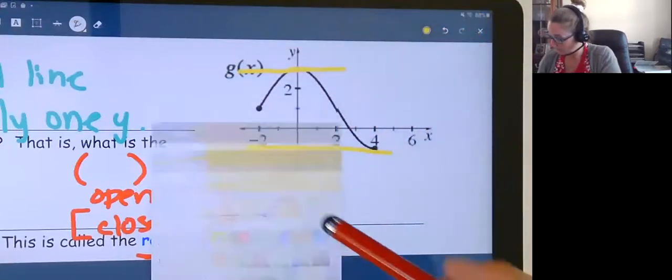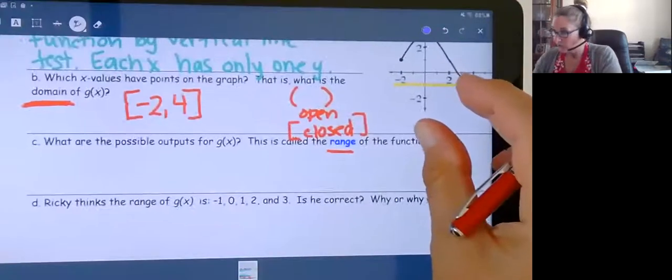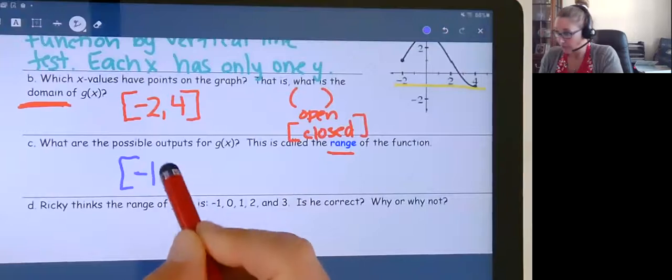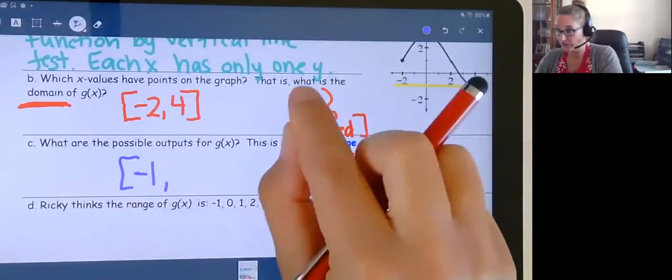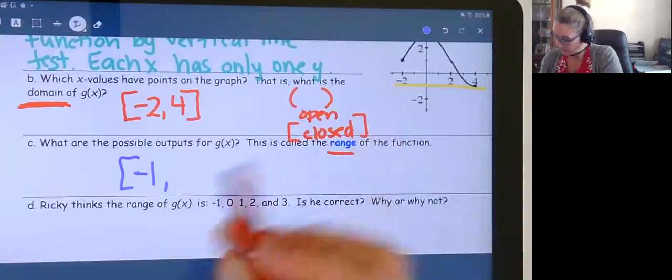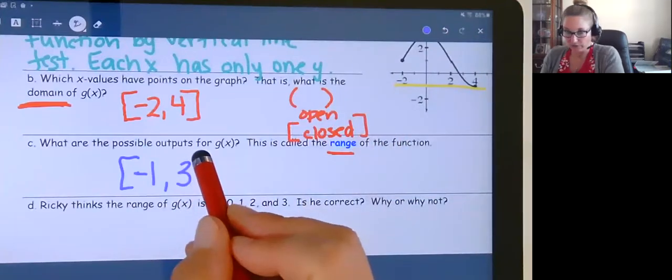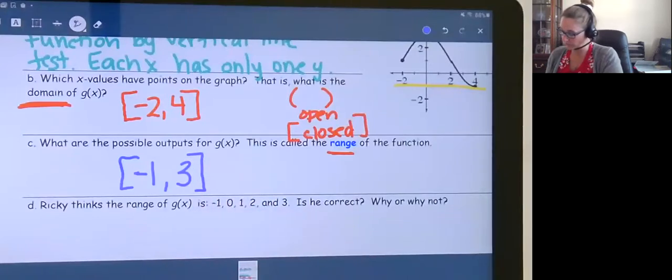So let me write that down. It's going to be closed bracket, -1, again because it was a closed dot. An open dot would have been a parenthesis. And then it went to 3 again. You may not see the dot, but there's graph there, so it is included. That is your range.